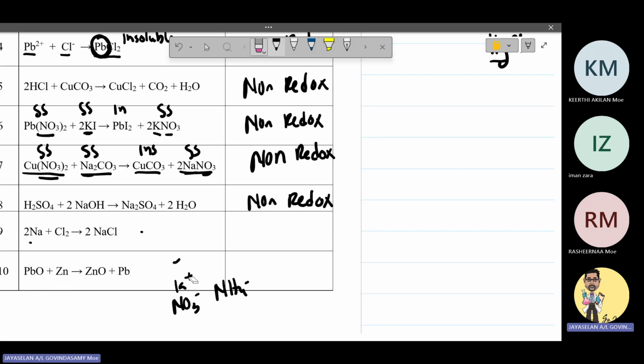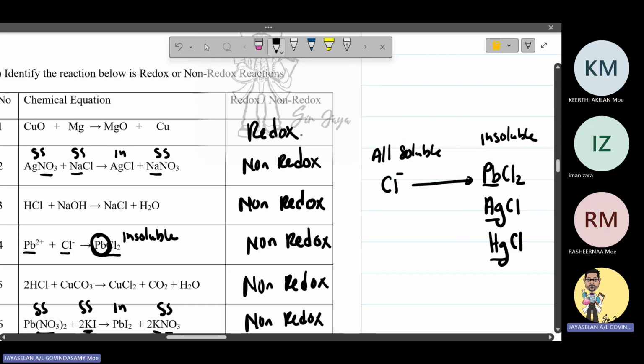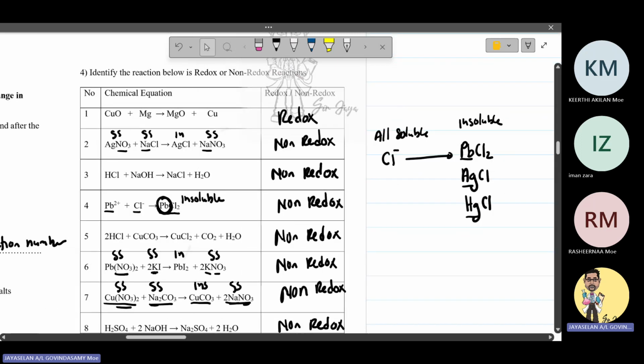Bukan acid. So the rest will be redox. Ini redox. Okay. Ini pun redox. Any question? Because non-redox, dua saja. Neutralization and one more double decomposition. All of you understand?